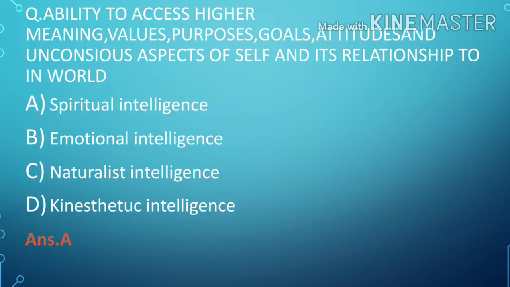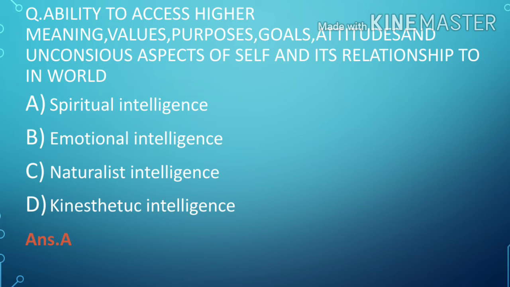Moving to the next question: the ability to access higher meaning, values, purpose, goals, attitudes and unconscious aspects of self and its relationship to the world is. Options are spiritual intelligence, emotional intelligence, naturalist intelligence, kinesthetic intelligence. Here the answer is spiritual intelligence. Let's have a brief look at the other 3 intelligences, emotional, naturalist and kinesthetic, because spiritual intelligence is clear from the question.